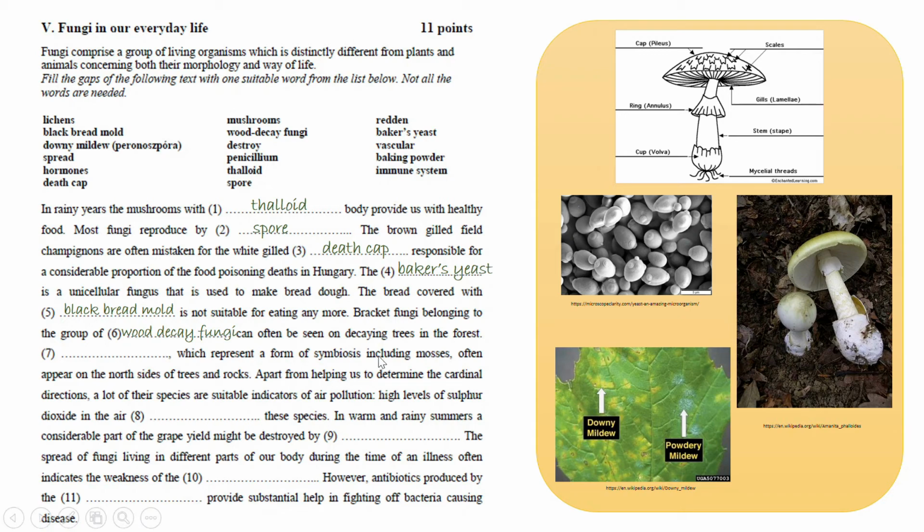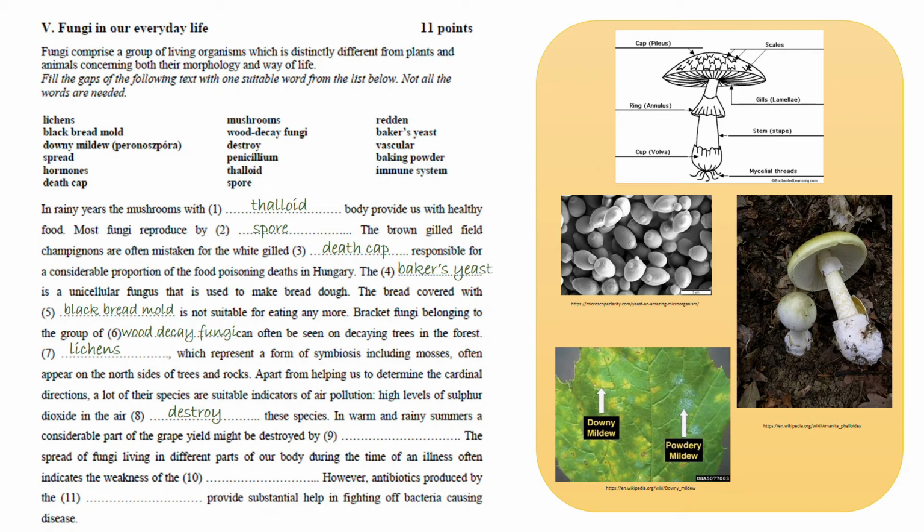In the next one, you need to highlight a symbiotic relationship. So lichens, which represent a form of symbiosis, including mosses, often appear on the north sides of trees and rocks. Apart from helping us to determine the cardinal directions, a lot of their species are suitable indicators of air pollution. High levels of sulfur dioxide in the air destroy these species.